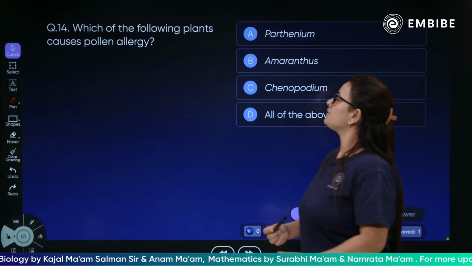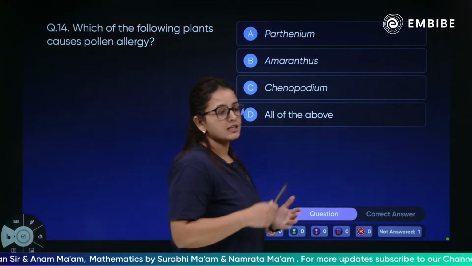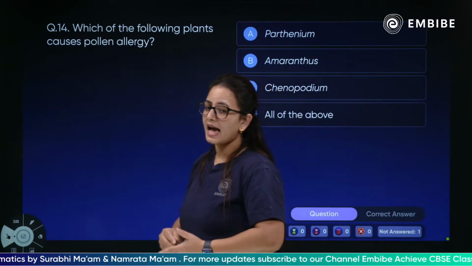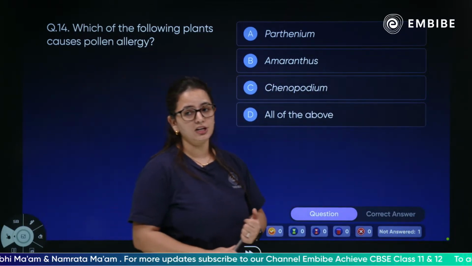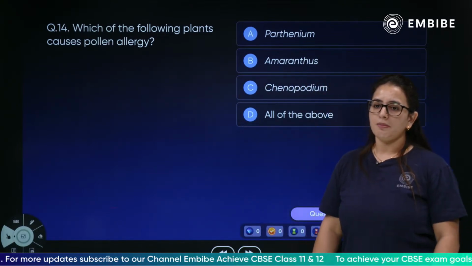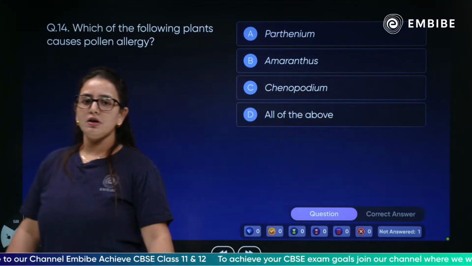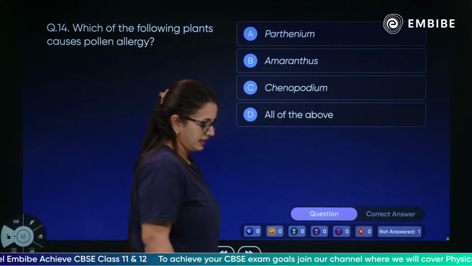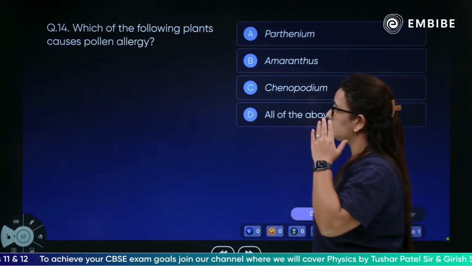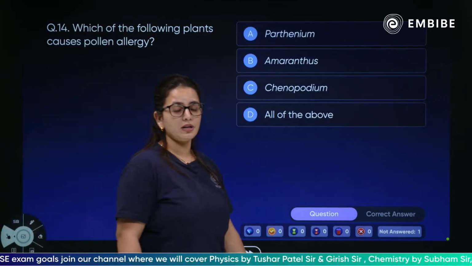Next question. Which of the following plants causes pollen allergy? Pollen allergy is one of the most significant factors that cause bronchitis and asthma. They are very allergic in nature. Parthenium, Amaranthus, Chenopodium, all of the above. Which will cause pollen allergy?